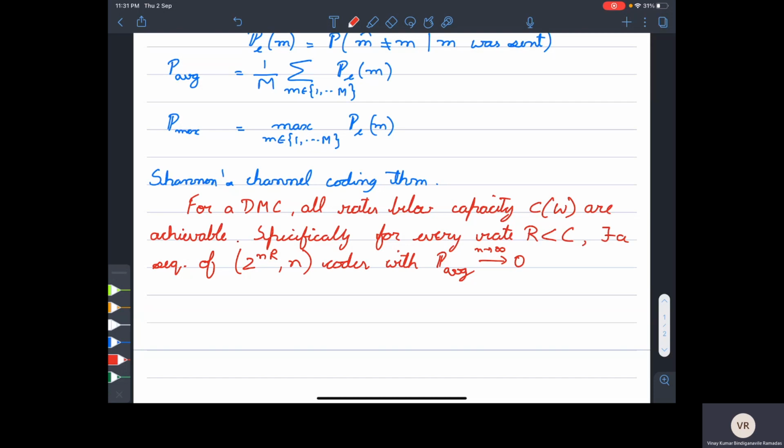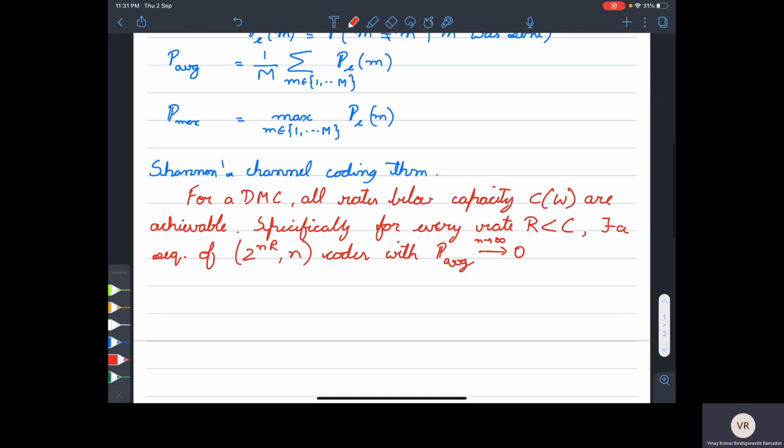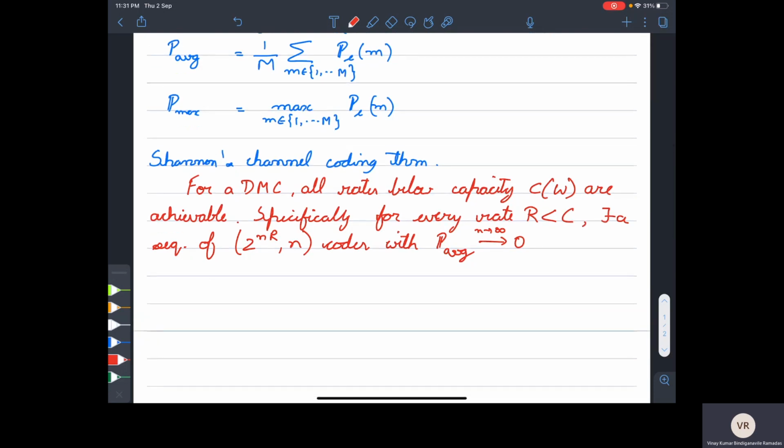You have also seen a quantitative definition for the capacity C(W), which was given to be equal to the maximum over all the input distributions of the mutual information between the input X and the channel conditional probability distribution. Well, this is all what you have seen before.